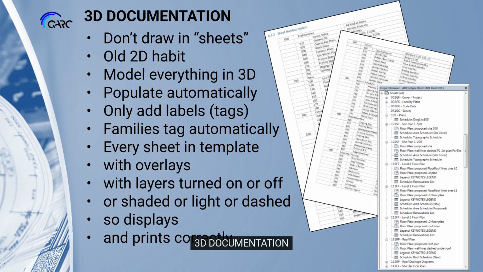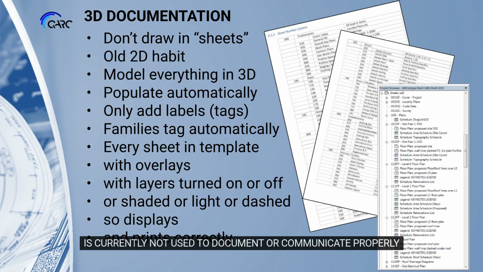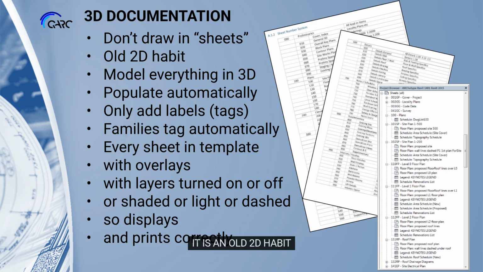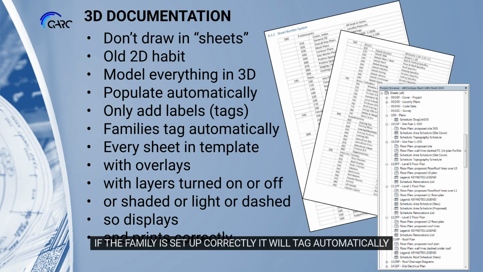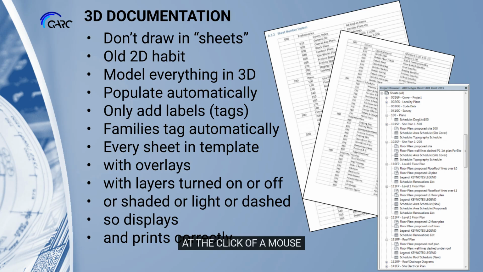3D documentation is currently not used to document or communicate properly. Many people draw in sheets. Don't do that. It is an old 2D habit. Instead, model everything in 3D. Set up all your sheets to populate automatically. Sure, you will have to open the sheets to add labels, which are called tags. If the family is set up correctly, it will tag automatically at the click of a mouse.